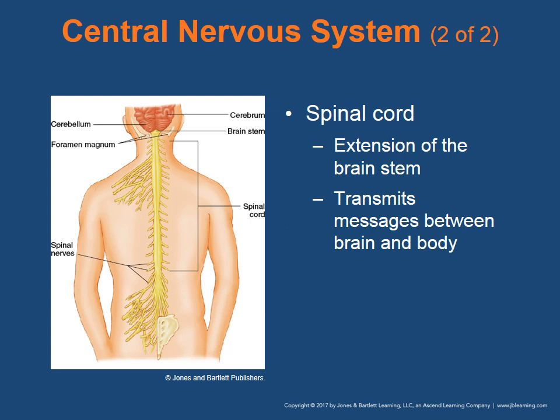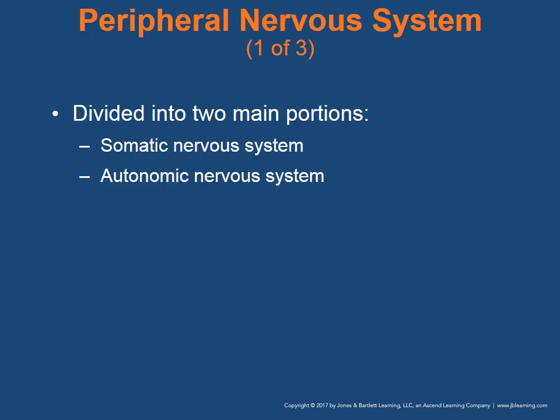And the interesting thing between the central nervous system and then the peripheral nervous system that we'll go on to next, is their ability to communicate to each other, right? So we get the peripheral nervous system divided into two main portions: the somatic nervous system and the autonomic nervous system.